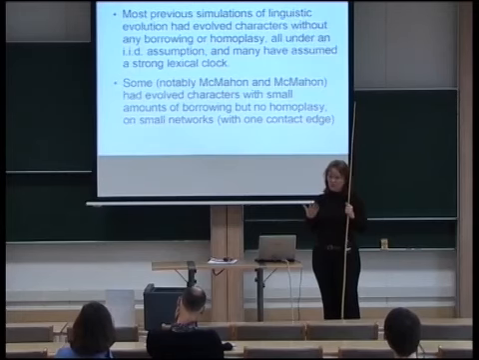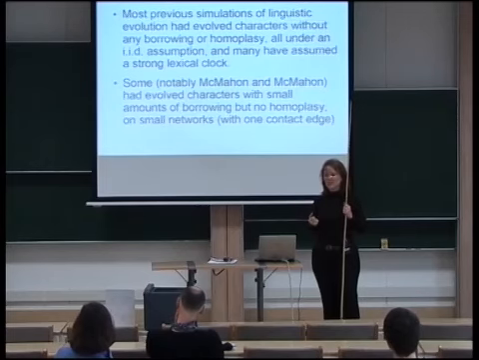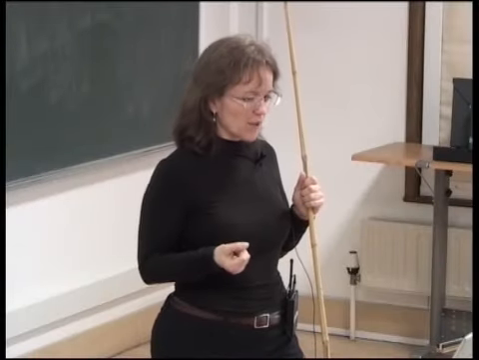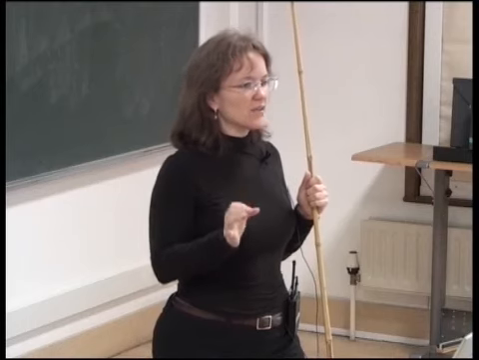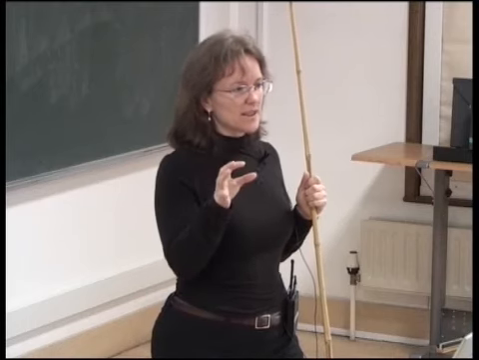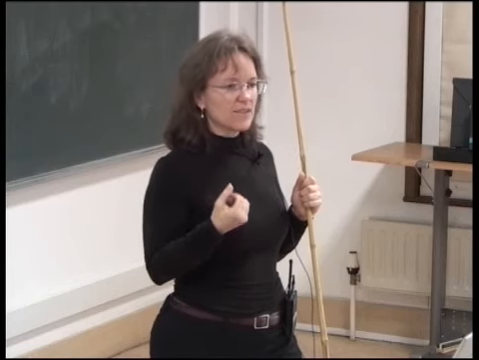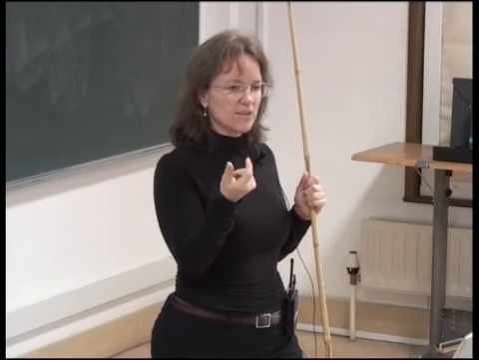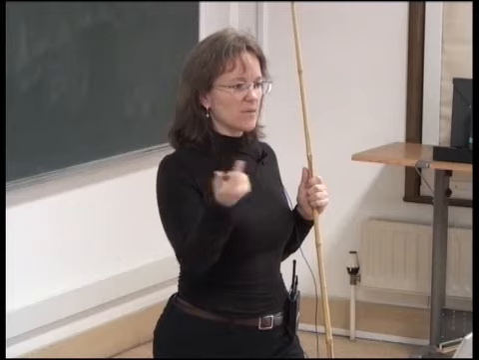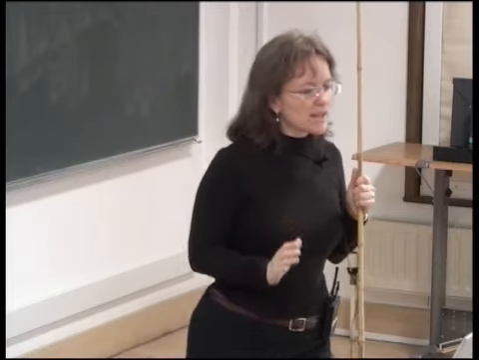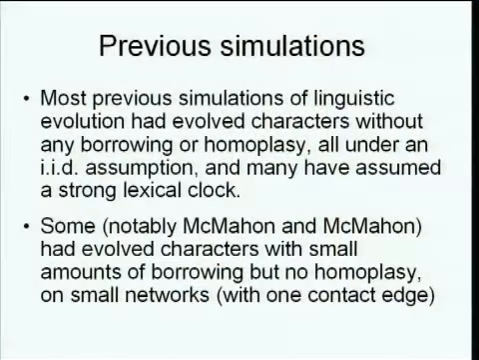Now, evolving without borrowing is just because it was harder to do a simulation that involved borrowing. Some of the more recent simulations have involved some borrowing, but have still been done without any homoplasy. And the borrowing that they've done has basically been on small networks, something like maybe 6 or 10 leaf networks with one contact event. And then you just vary the amounts of characters that are using that contact edge. So basically, previous simulations have been rather limited.